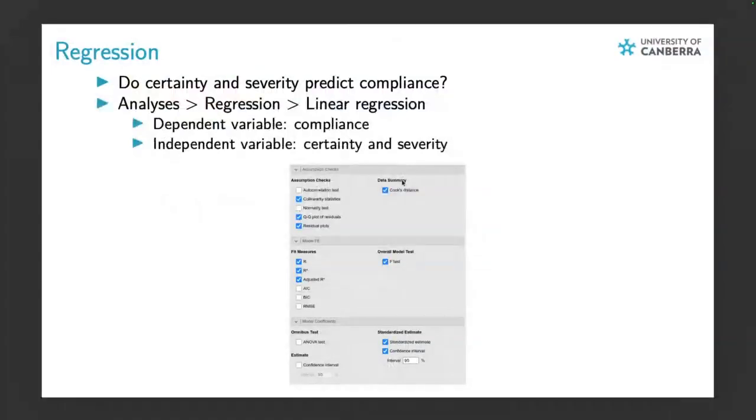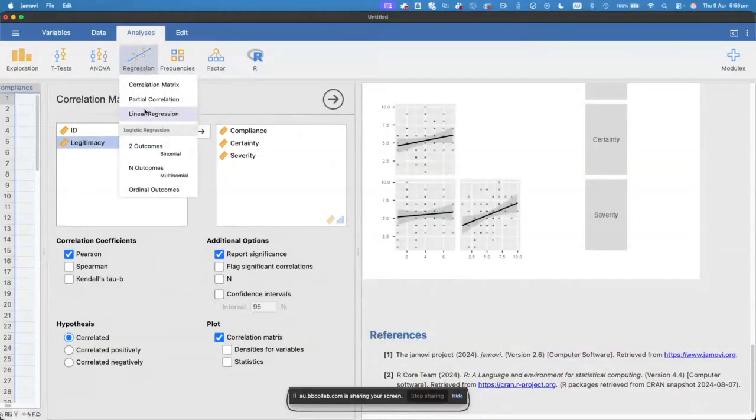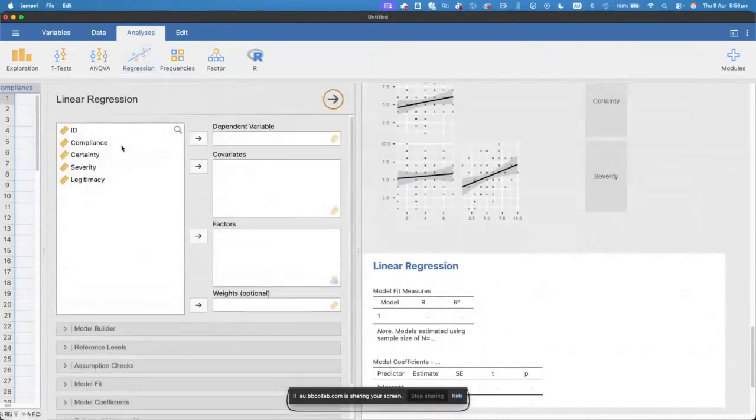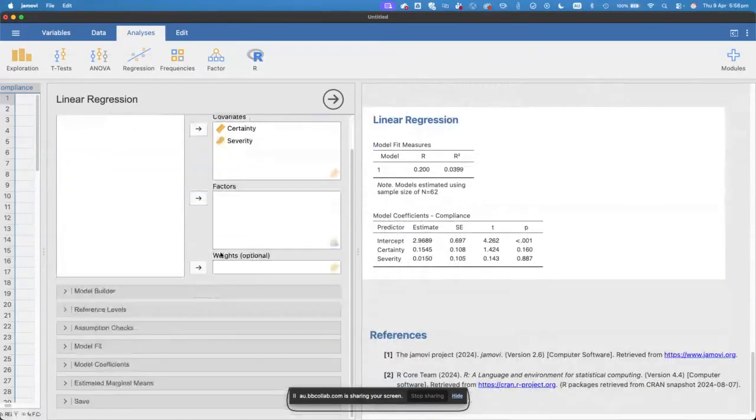And now let's have a go at doing our first regression. So to do a regression, what we do is we go into regression and we select linear regression, and we'll put compliance in the dependent variable list and severity and certainty in the covariates list.